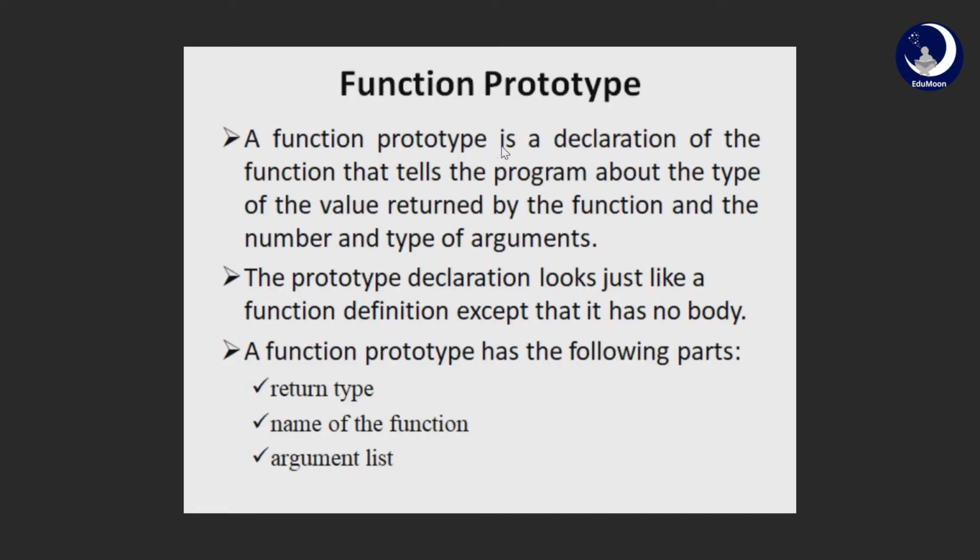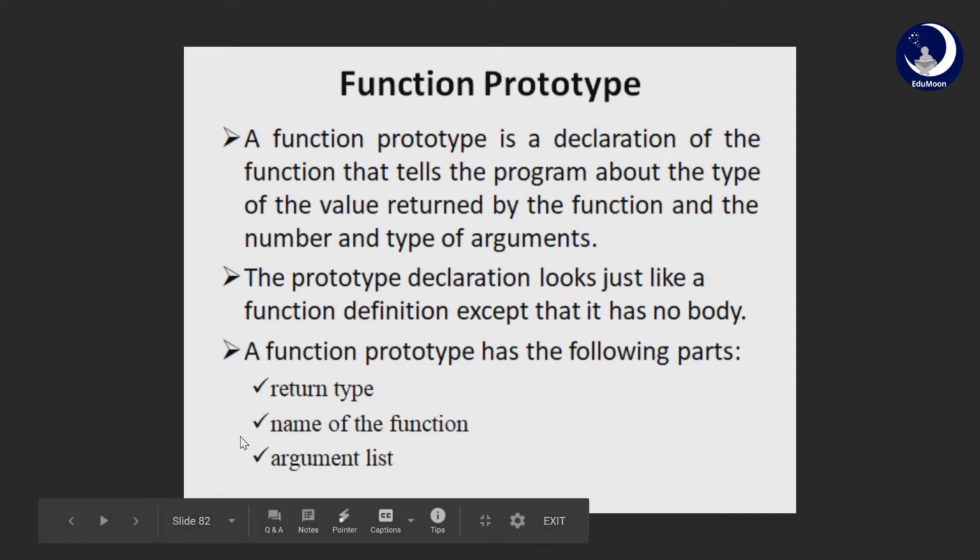Function prototype. A function prototype is a declaration of the function that tells the program about the type of the value returned by the function and the number and type of arguments. The prototype declaration looks just like a function definition except that it has no body. That means a function prototype is basically the first line of the function which you will be writing. A function prototype has the following parts: return type, name of the function, and argument list.